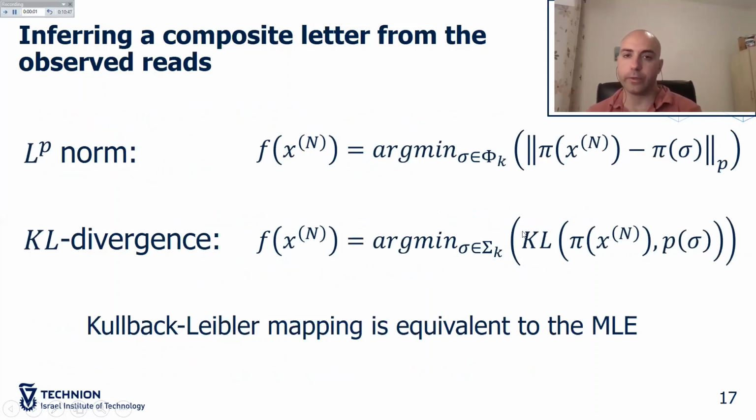We tested two different mapping functions. The first one would be the Lp norm mapping function, in which we simply take the closest letter from the alphabet after converting both vectors to probability vectors or frequency vectors. Another mapping function that we tested was the Kullback-Leibler or the KL divergence mapping, in which case we took the letter that gave us the minimal KL divergence from the observed reads.